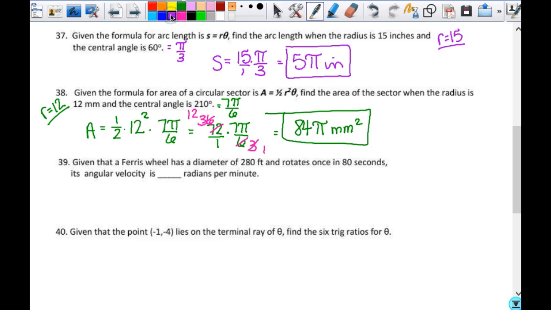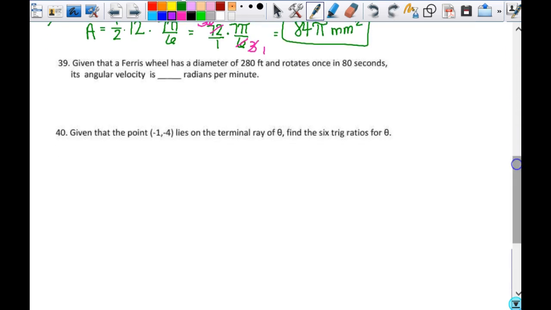Okay. So given that a Ferris wheel has a diameter of 280, so radius of 140, and rotates once in 80 seconds, that means I have 1 revolution for every 80 seconds. Its angular velocity is blank radians per minute. Okay, so my angular velocity formula: angular velocity is theta over time. Theta could be in revolutions, it could be any unit, just whatever the problem tells you.